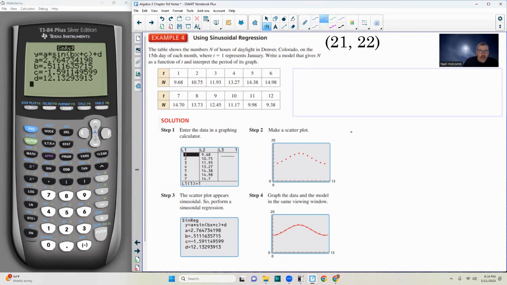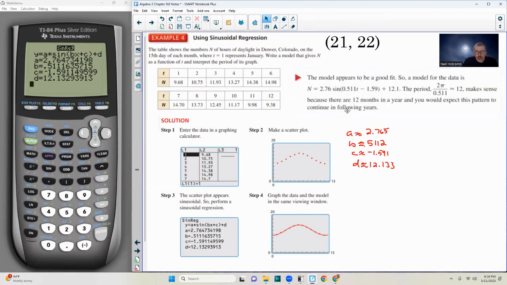let me get a pen. A is approximately 2.765. B was 0.5112. C was approximately, that should be approximately, C was negative 1.591. And D is approximately 12.133, just going out 3 decimal places. Okay, so that's where all this comes from.